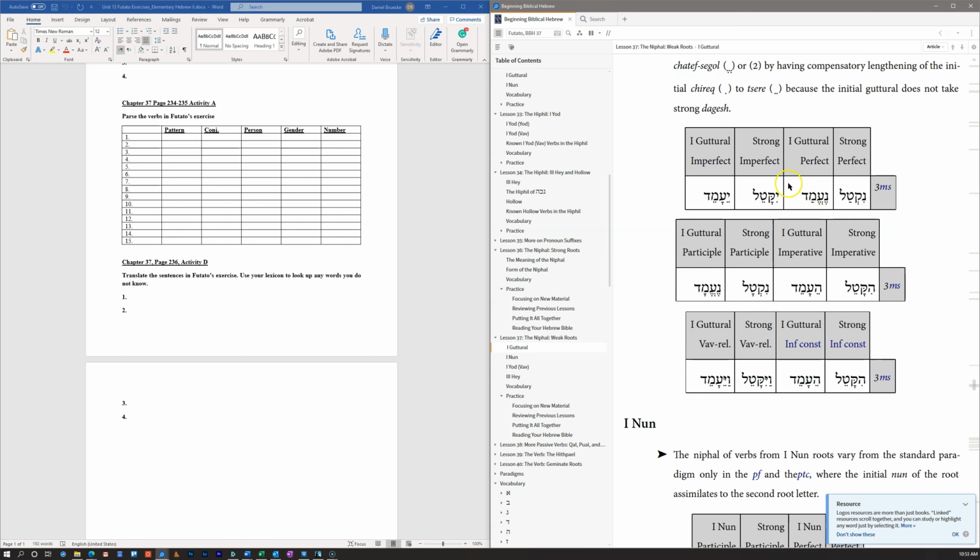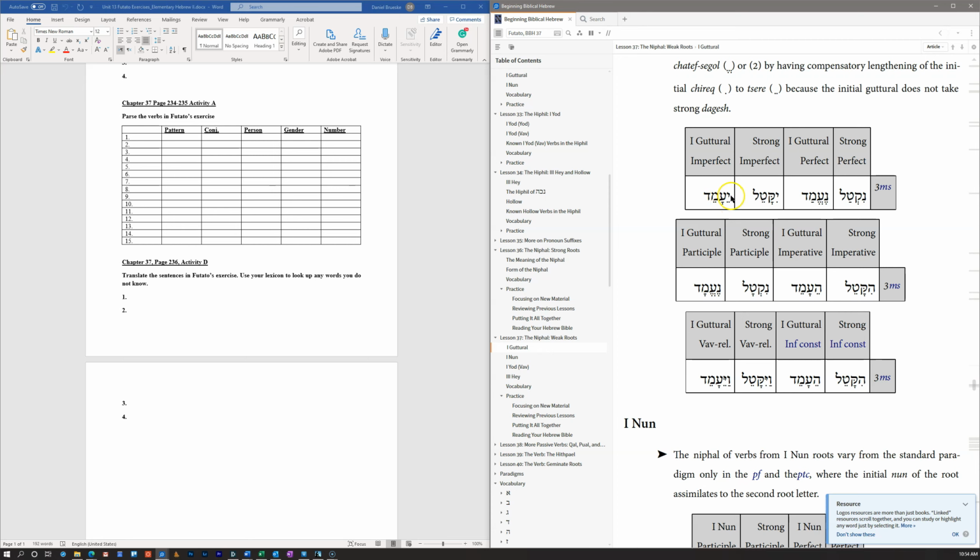Shouldn't throw you off too much. When we look at the imperfect, there's something that happens here that's similar to what happens to the Piel. So the Piel wants a dagesh in R2. Well, when you have a two guttural, that's a problem because the guttural can't take a dagesh. Well, in the Niphal, the nun prefix wants to assimilate in R1, which would give us a dagesh, but the one guttural now can't take the dagesh.